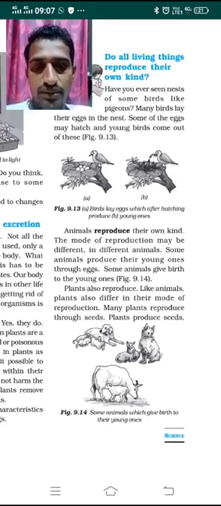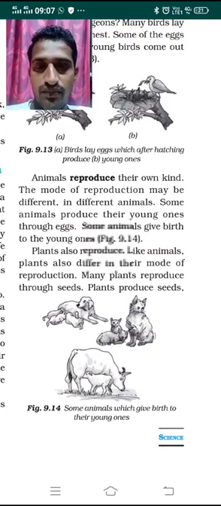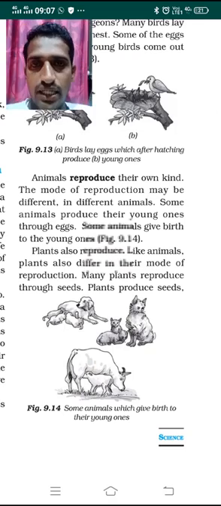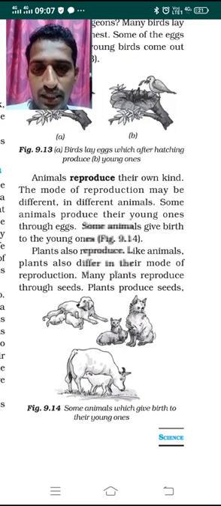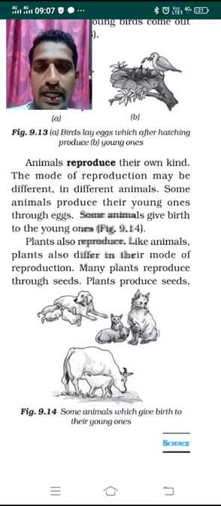Look at the diagram here. You will see different kinds of animals which give birth to their young ones. See here in the picture, the dog has given birth to young ones. The cat has given birth to kittens, and the same with cattle, buffalo.